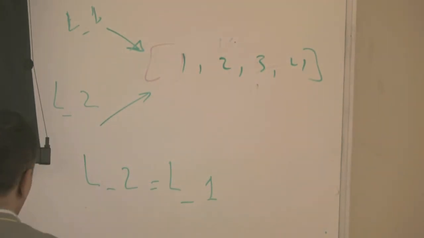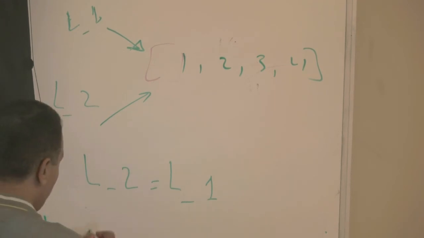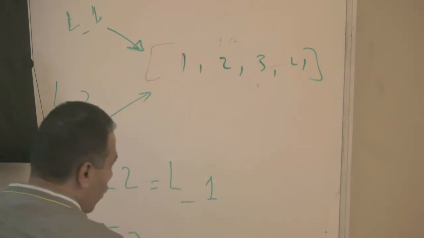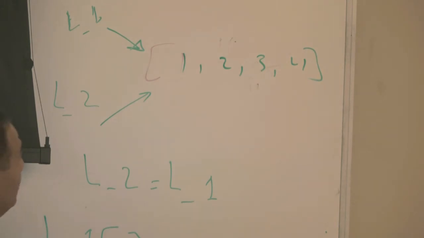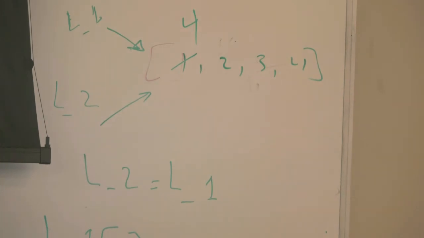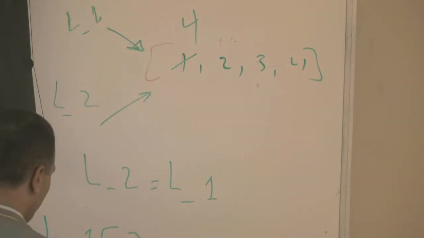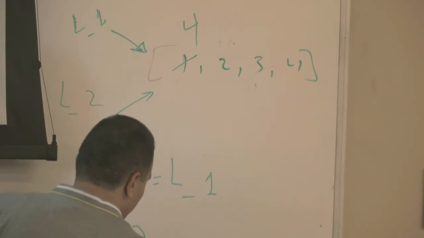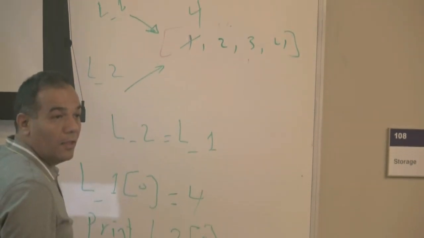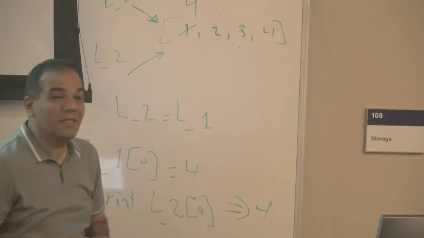So if I go and change, for example, list_1 index 0, which is 1, I made it 4. So what will happen? This will change to 4. It changes for both. Why? Because this is pointing to the same memory, and this is pointing to the same memory. So if I print list_2 for position 0, what will it give me? It gives me 4.